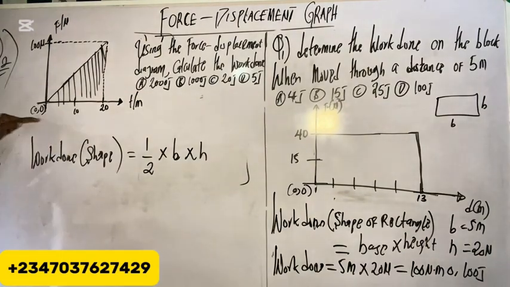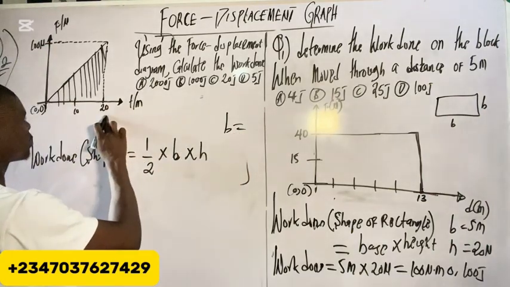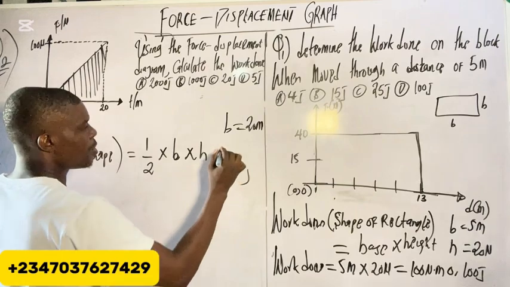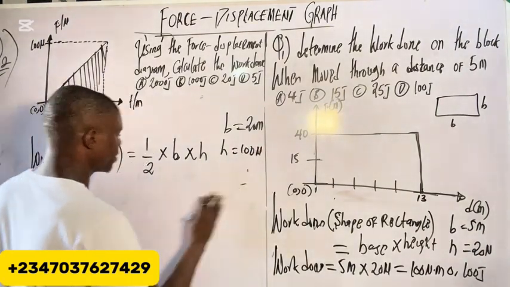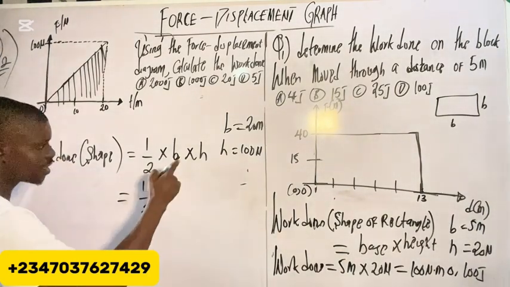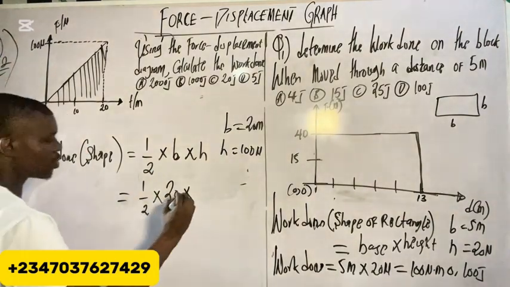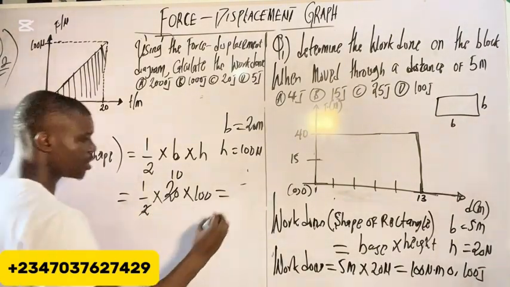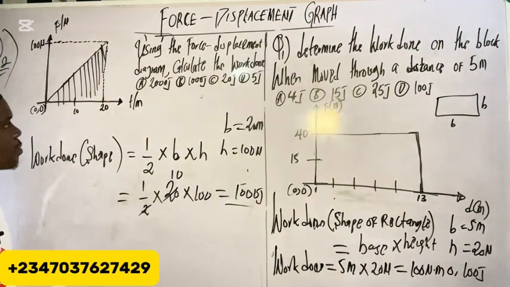So my base, remember, I told you my base is the distance here. So my B is 20 meter, right? My height, which is this, is 100 Newton, right? So if you plug it in, we have half times my base, which is 20, times my height, which is 100. So here we have 10, right? 10 times 100 is 1000 joules. You can see how easy it is.